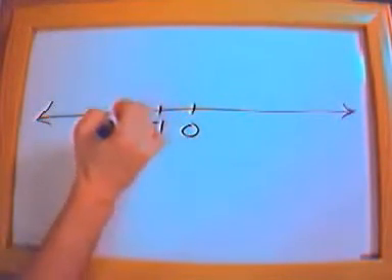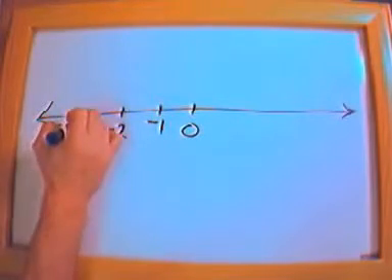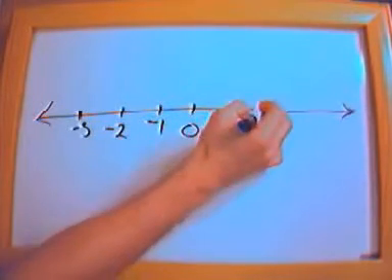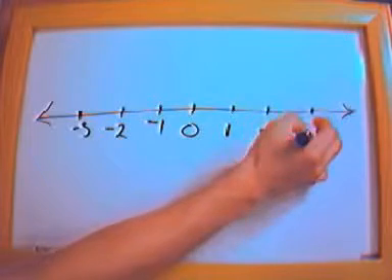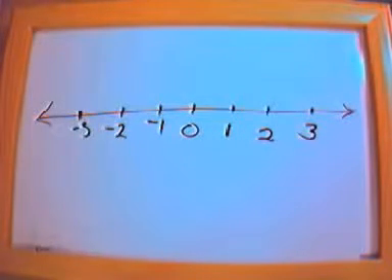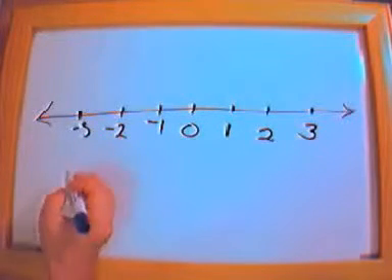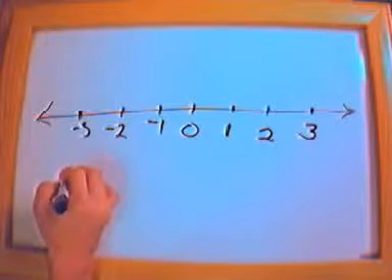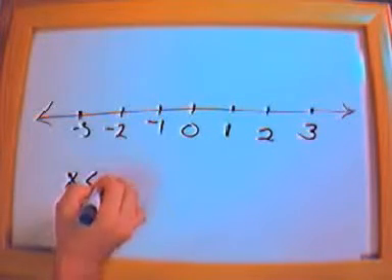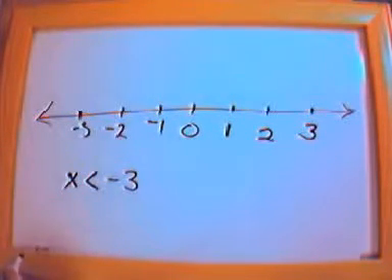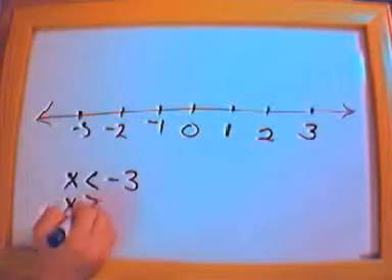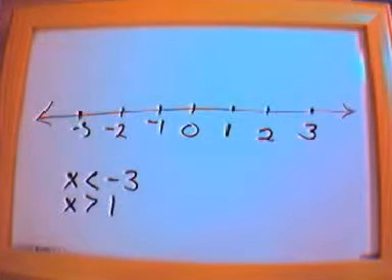0, minus 1, minus 2, minus 3, 1, 2, 3. Now let's say I'm going to graph something that looks like x is less than negative 3 and x is greater than 1. What would that look like?